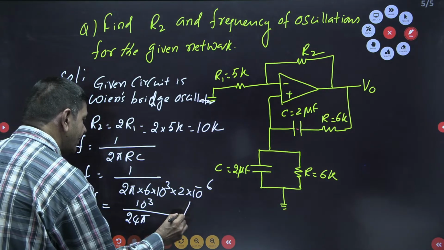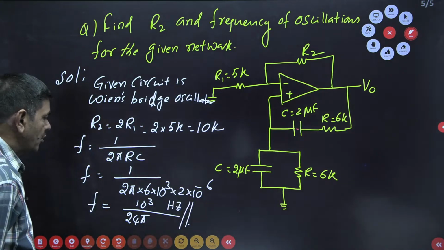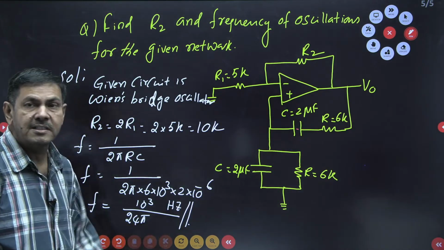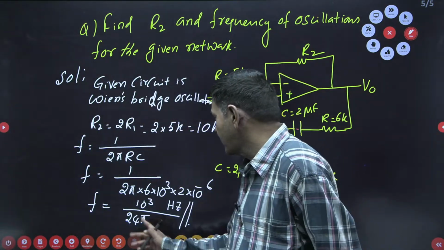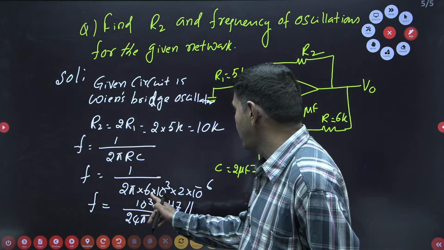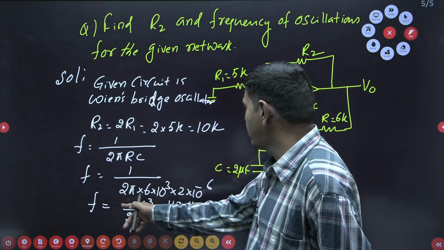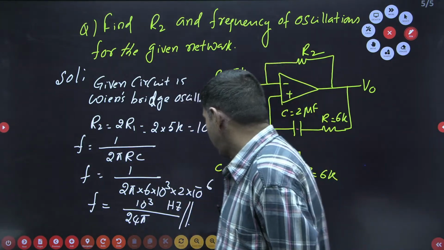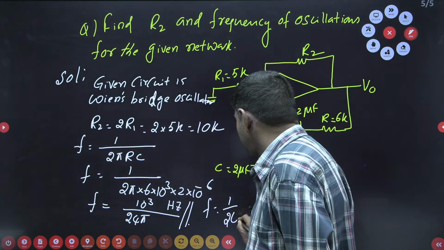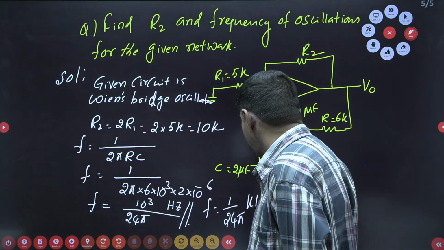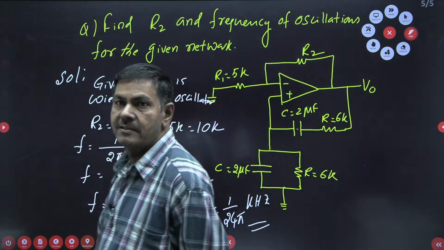Yes, that much frequency in hertz you will get. So, 1 by 24 pi kilohertz is possible from this problem, I can say. Just use the calculator, you will get the answer. 2 into 6, 12, 12 into 2, 24 pi I have taken. 10 power 3 goes to the numerator, I got that much hertz. If you want to write it still more easily, F equal to 1 by 24 pi kilohertz, I can write. This is the answer. That way we can do the question.